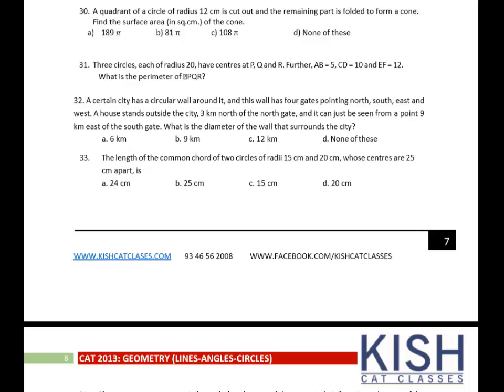So this question 31, it was question number 1 of a different set actually. So leave it actually. This question is not for this one. Solve question number 32.